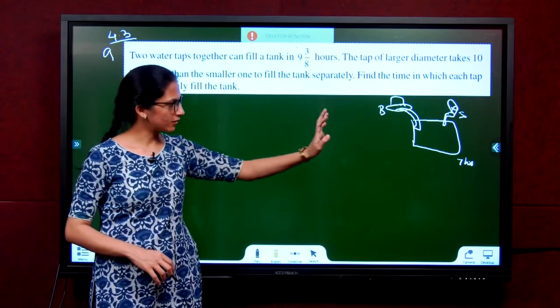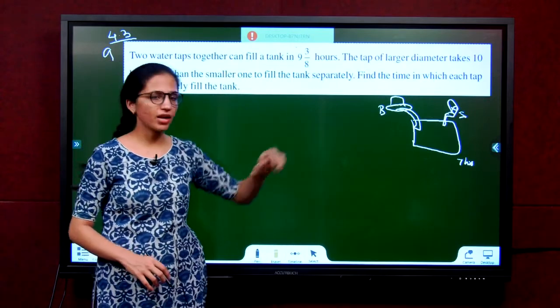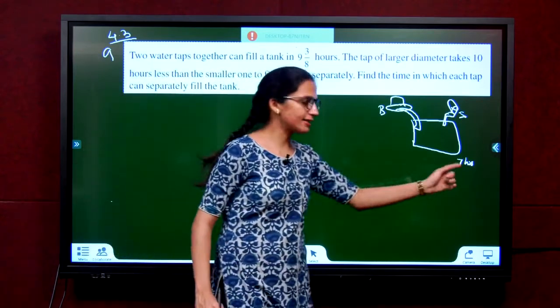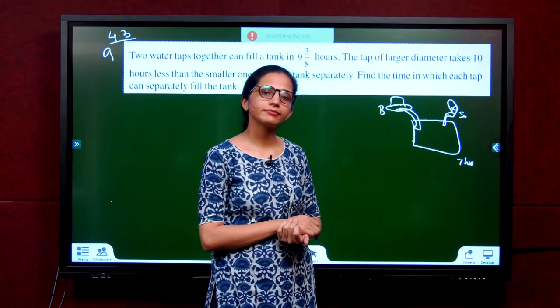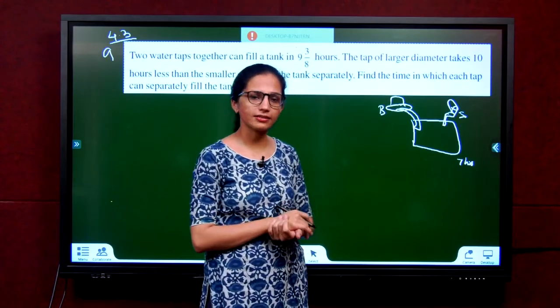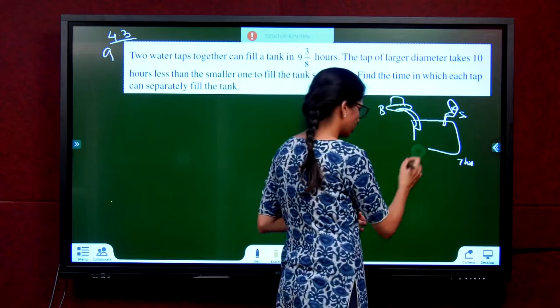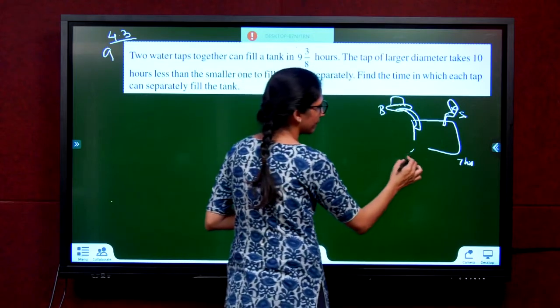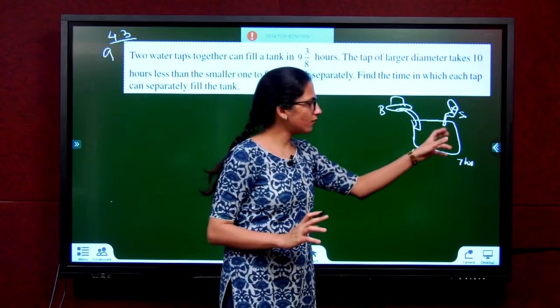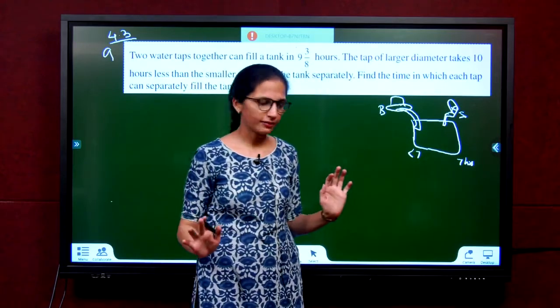Then let's empty the tank and now try with the big tap. Obviously, if I open the big tap, will it take less than 7 hours or more than 7 hours? Big tap is filling the tank now. Less than 7 hours. So can I say it's taking lesser time? Yes. So you need to understand, small work needs more time to fill the tank.